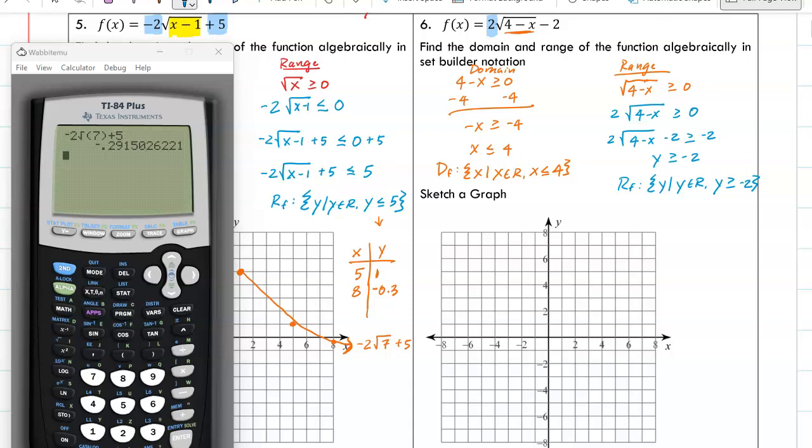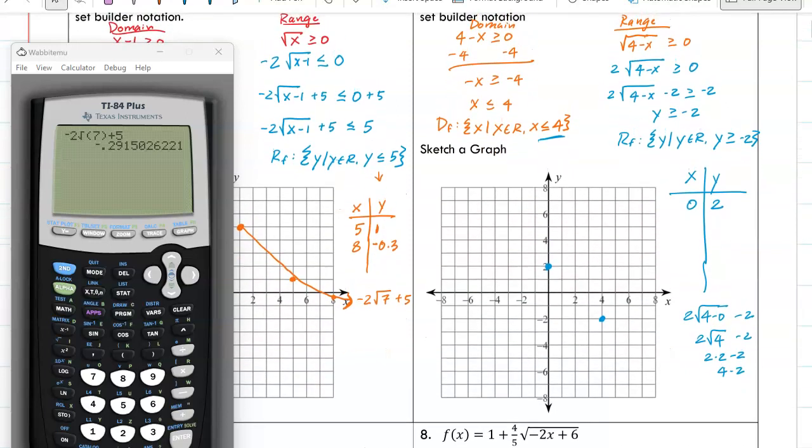Okay, so let's take a look. That first point is going to be (4, -2), right here. Let's try to pick some x values. x has to be less than or equal to 4, so I can put 0. Let's put 0. Okay, 2 times the square root of 4 minus 0, minus 2. So that's 2 times the square root of 4, minus 2. 2 times 2 minus 2, which is 4 minus 2, which is 2. So (0, 2).